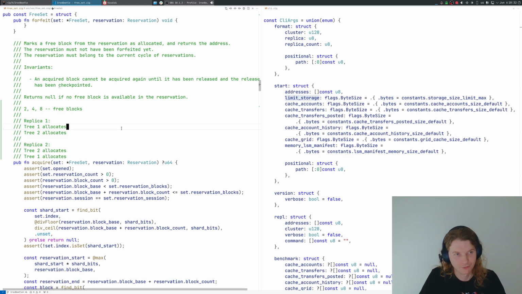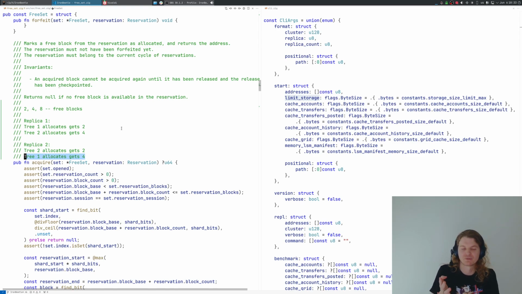So for replica 1, the first tree gets 2, and then the second tree gets 4, because, well, we use the strategy where we allocate the earliest block to avoid fragmentation. But then for the second replica, what would actually happen is that this tree gets block 2, and this tree gets block 4. So the data which is stored in block 2 on replica 1 ends up being stored in block 4 on replica 2.